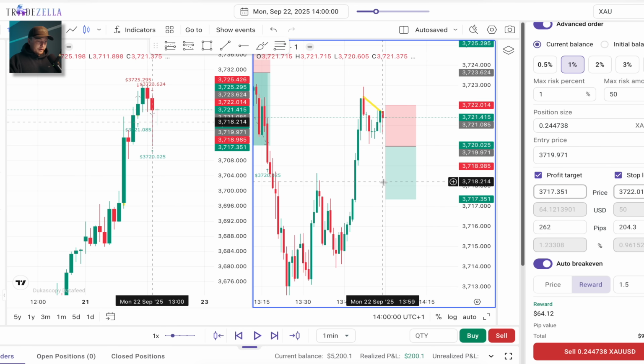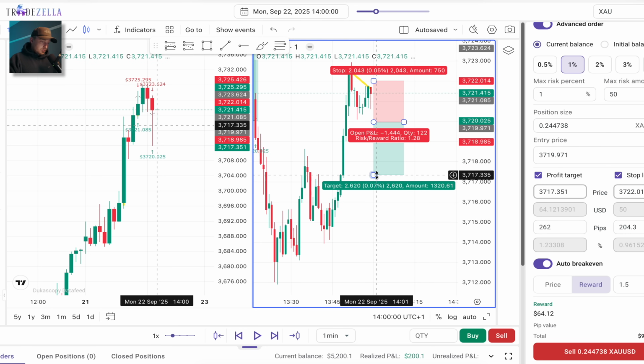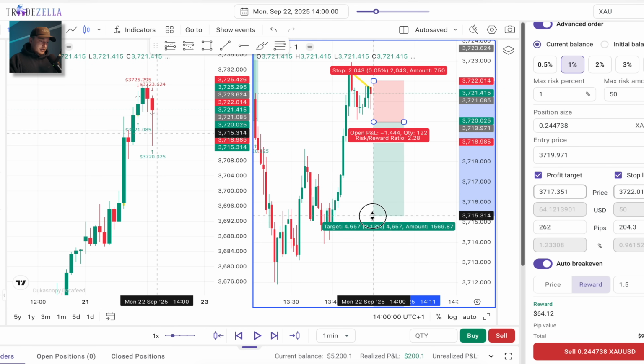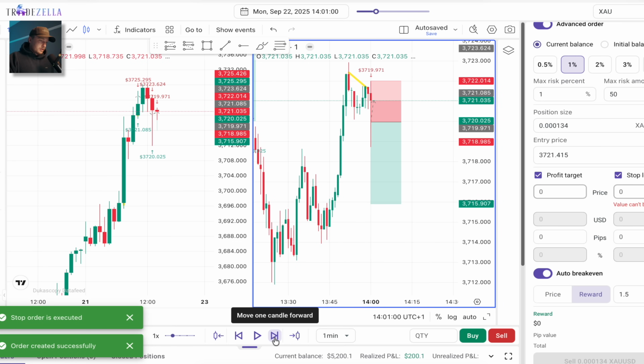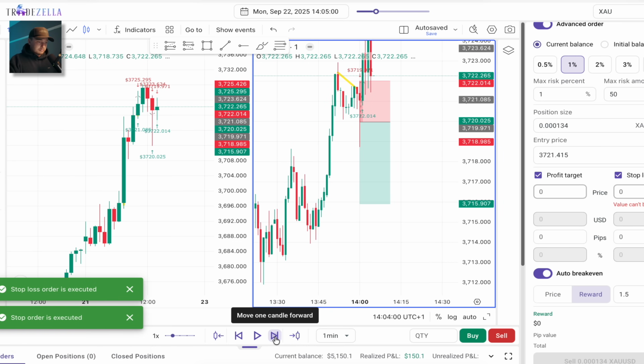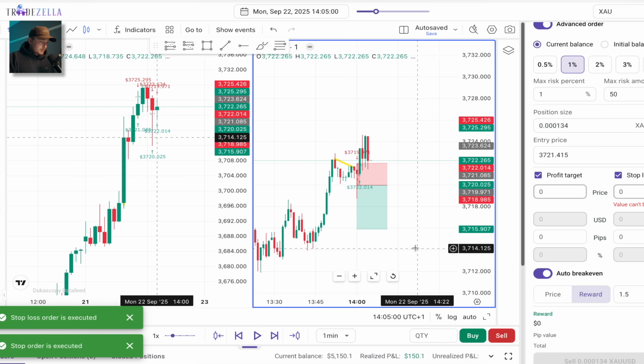The current hourly candle is just about to open, so it's 2 o'clock now, so we'll be ready to get that market execution in. There's the 1 to 2 risk to reward. Sell order is in. Let's see what happens. Triggered in and then out. Sometimes it can be that quick. So that was a losing trade.